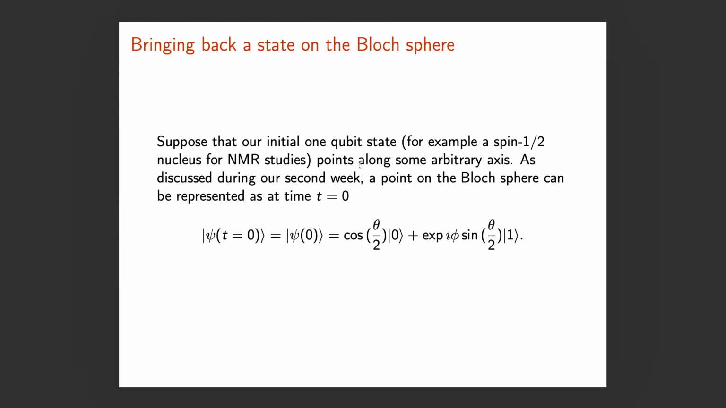And then suppose the initial state is a one-qubit state, a spin-half state, which is actually used for this kind of NMR studies, and suppose that it points along some arbitrary axis. Then we know, if we go back to what we did some weeks ago, that using the Bloch sphere we can represent a general state at the time t equals 0 in terms of cosine theta half plus sine theta half, acting on one axis on qubit 0 and one on qubit 1.